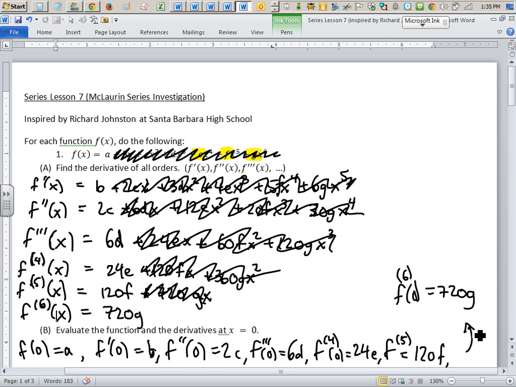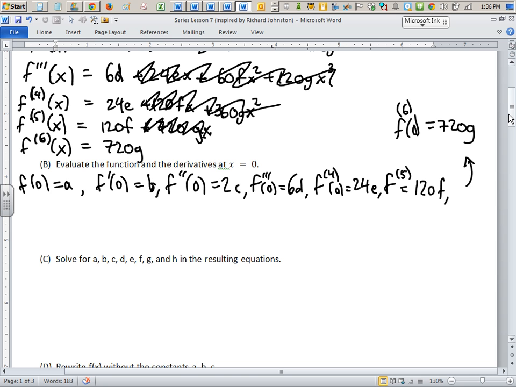720 grams. So you're going to be now reconstructing. You're going to reconstruct f, but this time without any a's, b's, c's, d's. Okay, so now we're going to isolate a, b, c, d, e, f, and g in these expressions we just wrote. So let me scroll down here. It says solve for a, b, c, d, e, f, and g. There's no h, in the resulting equations.